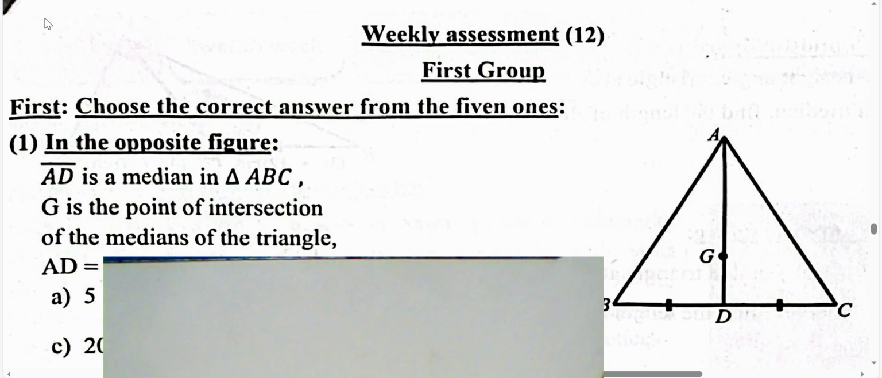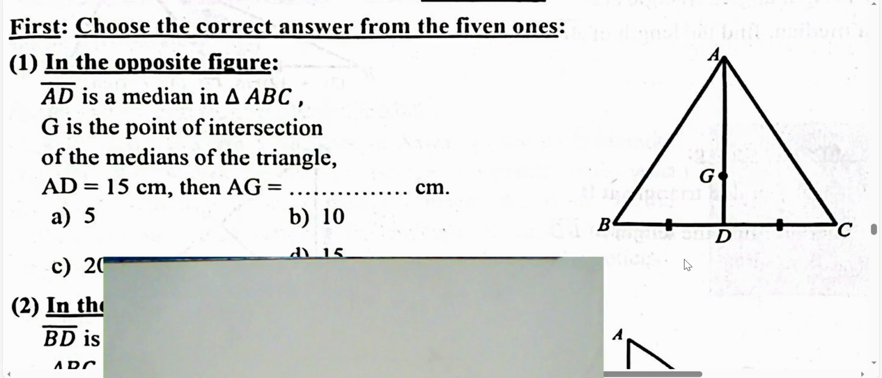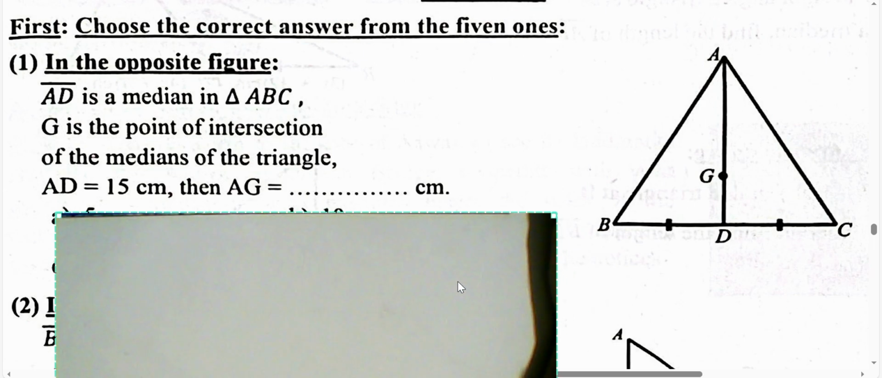Number 1. In the opposite figure, AD is the median in triangle ABC, and G is the point of intersection of medians in the triangle. AD equals 15 centimeters, then the length of AG equals? AD is divided into two parts, GD and GA, and the ratio is 1 to 2, and GD is half of AG, because AD is the median.